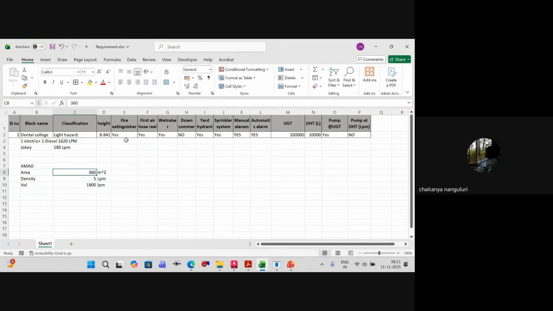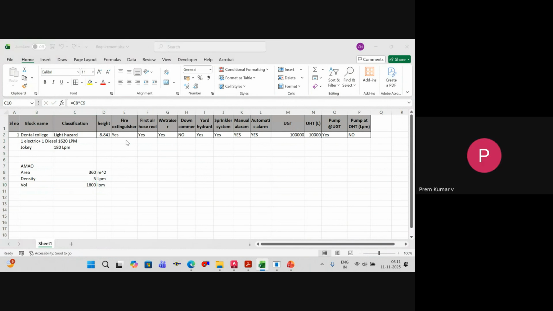360 square meters, so 1800 LPM is what I require per minute. So you have already increased your electrical pump from 1620 LPM to 1800 LPM in this case. Am I clear? Understood or not?